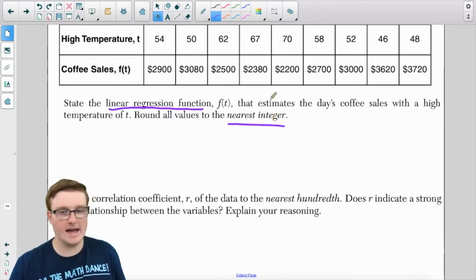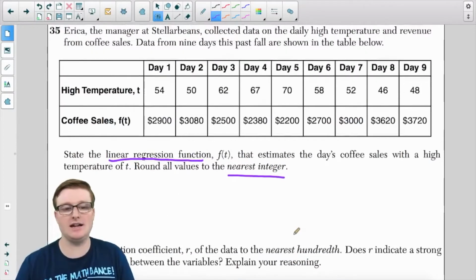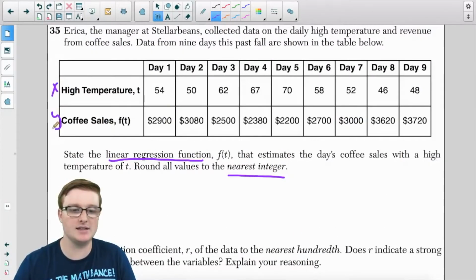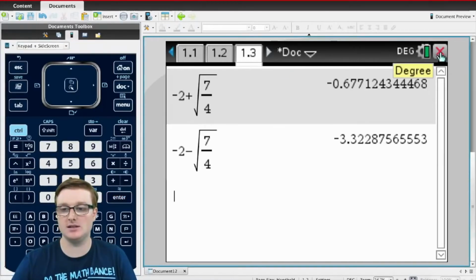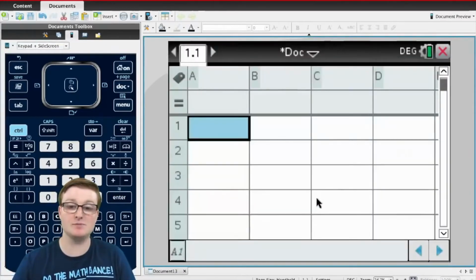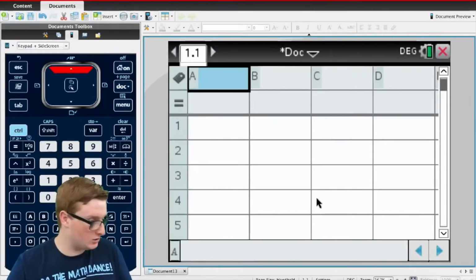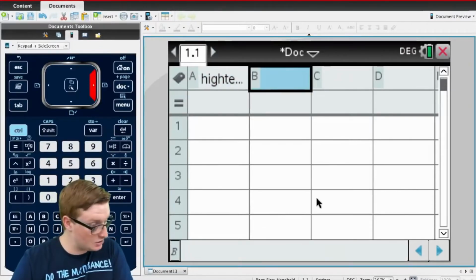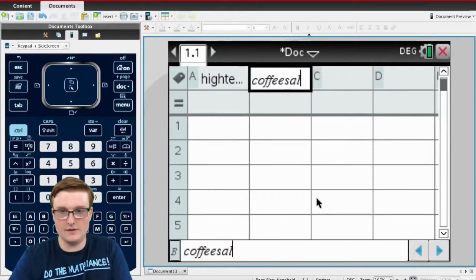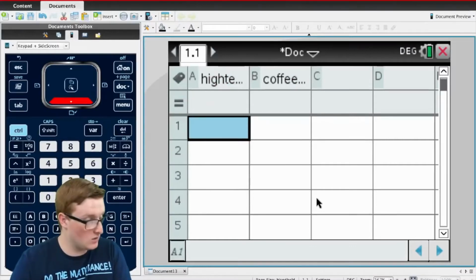So what I need to do is go to my calculator and input these values. This is your x, this is your y. Go right to your calculator and start inputting this in here. Go to your lists and spreadsheets, and I am going to type this in. So that's my high temperature, and this is coffee sales. You could label that as anything you want.